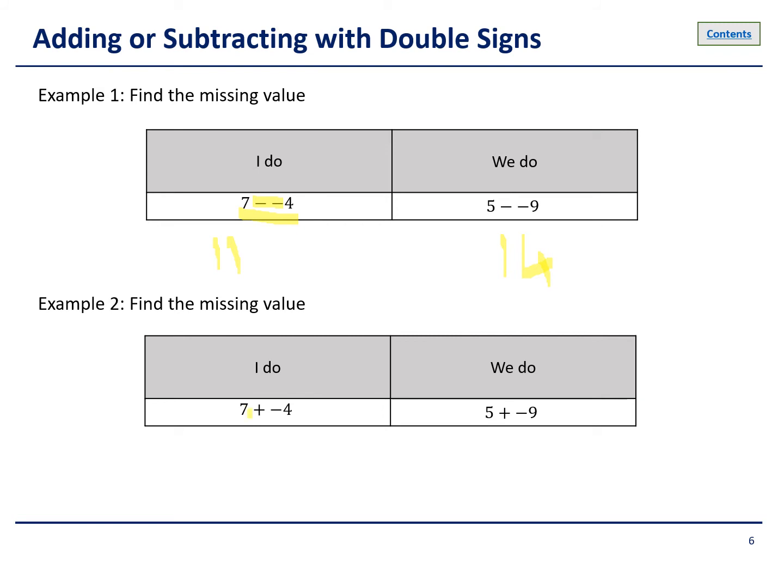Now notice here the symbols are different, and I know that this is going to equal a negative answer. And they are cuddling, remember, that's why we're doing it. So 7 minus 4, nice and easy, 3. Pause the video, have a go at the we do.